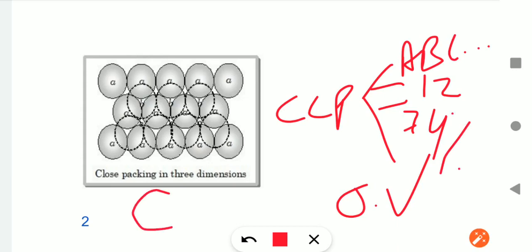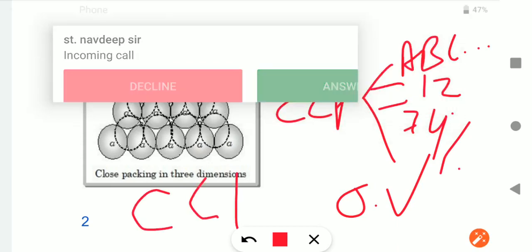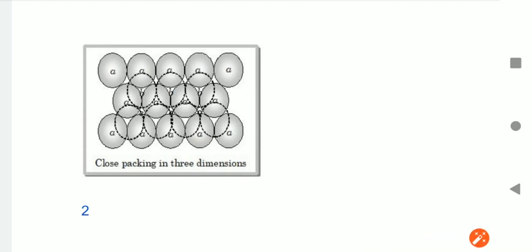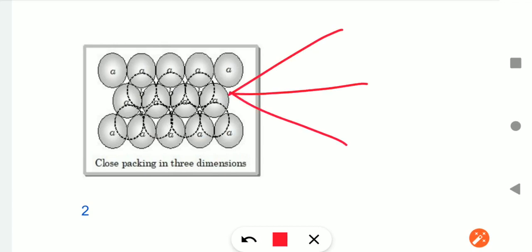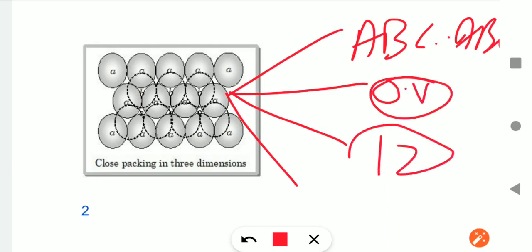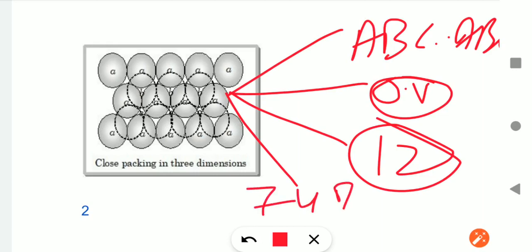Meaning we will get the CCP packing. Okay students, you will give the three answers. What is CCP packing? It is the packing in which the pattern of layer is ABC, ABC, ABC, and it is formed when the octahedral void is covered by another layer. Third, the coordination number in cubic close packing is 12. Second, the packing efficiency in cubic close packing is 74%.